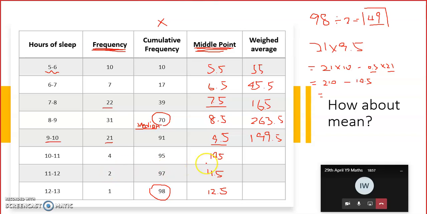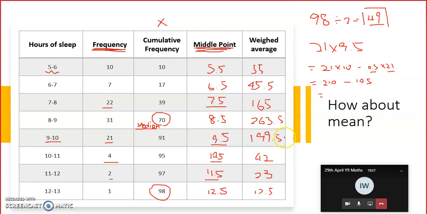So the next bit will be the easy bits. We're just trying to finish it up very quickly. So same, we found a frequency, we found a middle point, just multiply them together, we got 42. And then we find a frequency, we find a middle point, if we multiply them together, we got 23. And last bit, 1 times 12.5, we got 12.5. 1 times the number is itself. Excuse my poor scribble, but that's basically what it looks like.